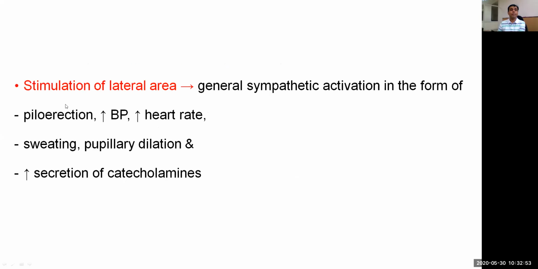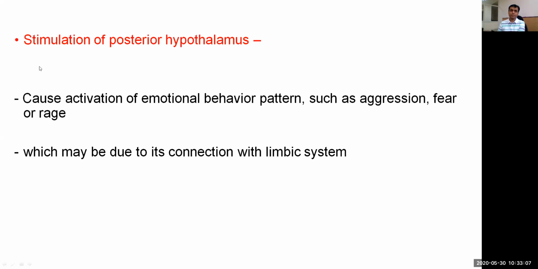What happens with stimulation of the lateral area? General sympathetic activation in the form of piloerection, increase in blood pressure, increase in heart rate, sweating, pupillary dilation, as well as secretion of various chemicals. Stimulation of the posterior hypothalamus causes activation of emotional behavior patterns such as aggression, fear, or rage. And this particular pattern may be because of the connection of the hypothalamus with the limbic system.